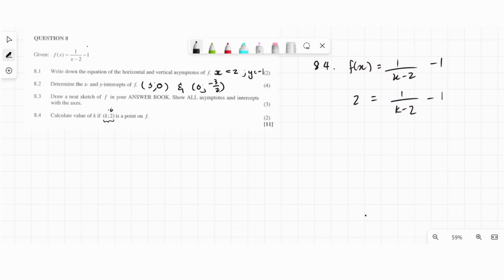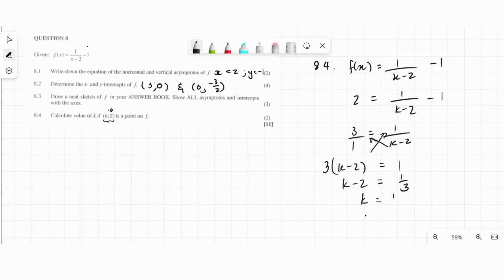Take the 1 to the other side. It's going to be 3 equals 1 divided by k minus 2. This is the same as divided by 1. Cross multiply. When you cross multiply, you're going to have 3 open bracket k minus 2 equals 1 multiplied by 1, which is 1. Divide both sides by 3. It's going to be k minus 2 equals 1 over 3, right? Then you take the 2 to the other side. Therefore, k is going to be equal to 1 over 3 plus 2. Punch this into the calculator. You're going to get k equal to 7 divided by 3.